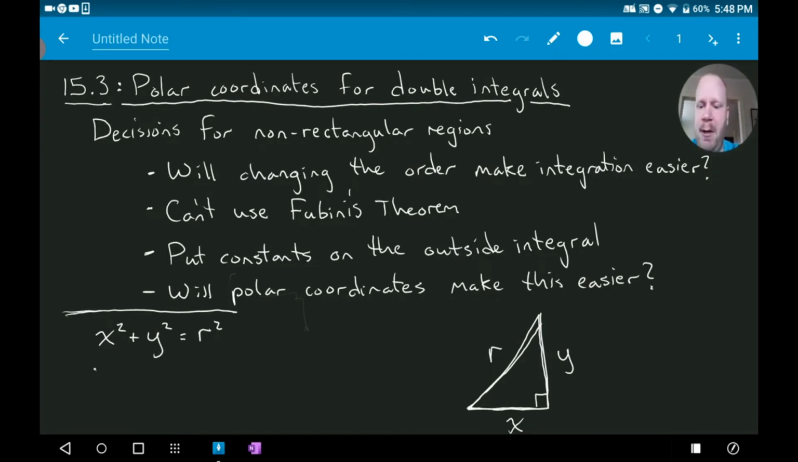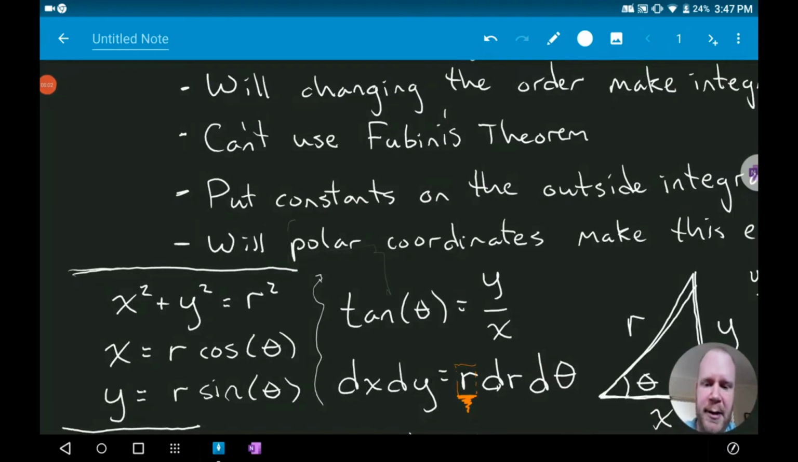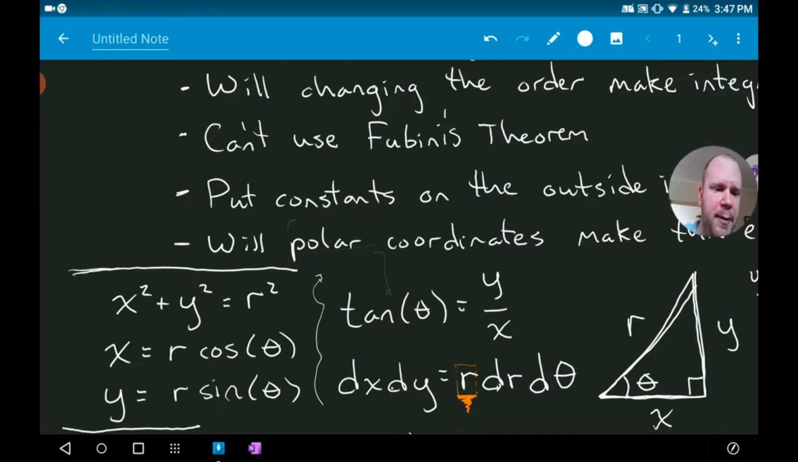And we can also write, I'm going to try and insert this into the middle of a video, but I made a mistake where I said x was equal to r sine of theta. It's actually x is equal to r cosine of theta, and y is equal to r sine of theta. And that matches up with this rectangle here.